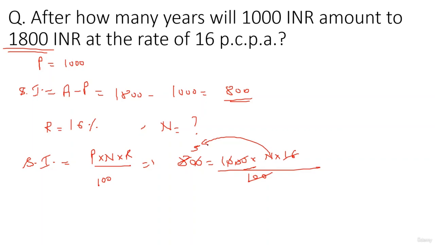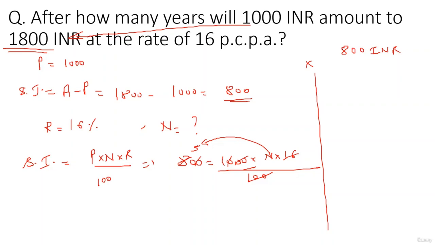All right, the exact same thing we'll do now, but we'll not make any equation or write any formula. We'll use a little logic, and I want you to develop this understanding in case of SI and CI, because if you interpret this way, you can solve questions very easily and quickly. Let's see how. After how many years will 1000 INR amount to 1800 INR at the rate of 16% per annum? So 1000 INR becomes 1800. What is the increase? The increase is 800 INR.